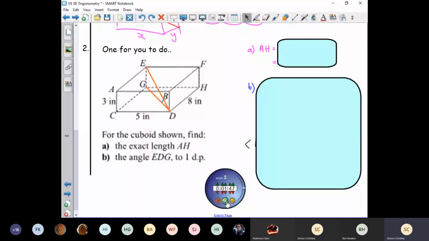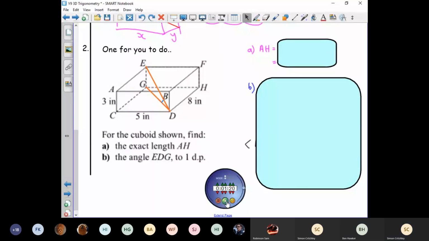So, should we have some answers? The exact, first of all, part A, the exact length of AH. Let's have that in the chat box now, please. The exact length of AH. It's really very small. So we've got 1 in decimal places. Yeah, okay. I think, using that method before, you can always do this in your head.